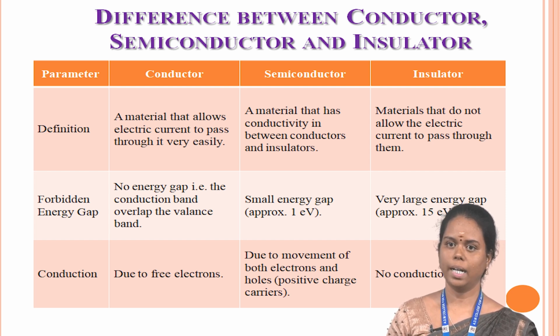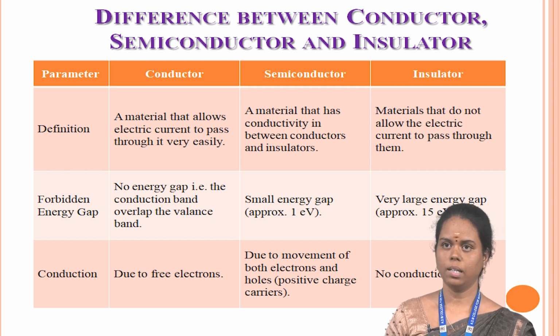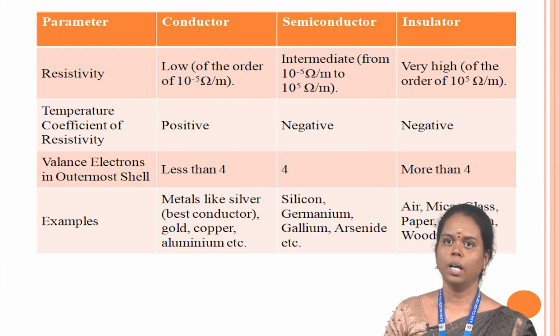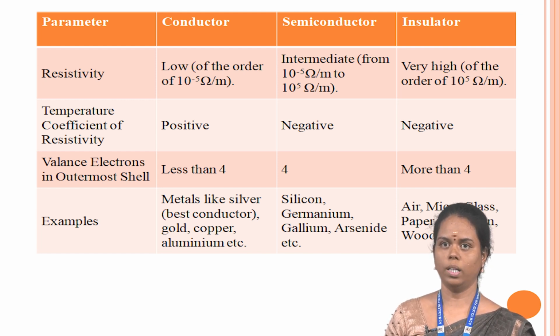Then parameter, conduction. Conductors conduct due to free electrons. Semiconductors conduct due to movement of both electrons and holes, the negative and positive charge carriers. Insulator has no conduction. Then resistivity parameter. Conductor is low, of the order of 10 power minus 8 meter. Then semiconductor is intermediate, from 10 power minus 5 meter to 10 power 5 meter. Insulator is very high.